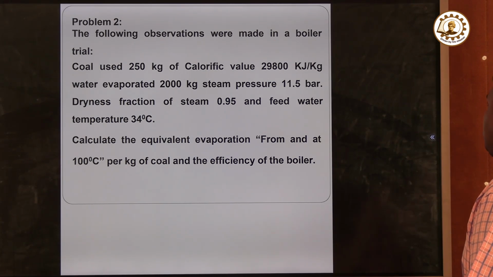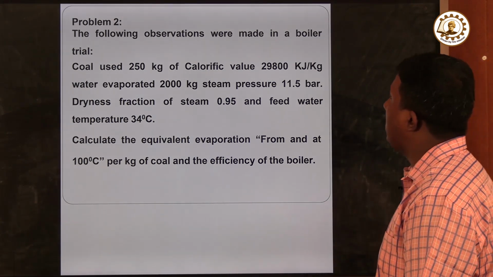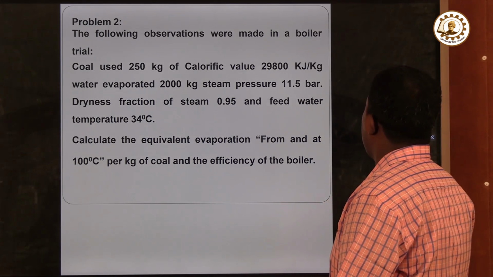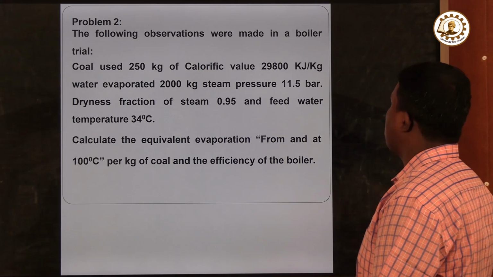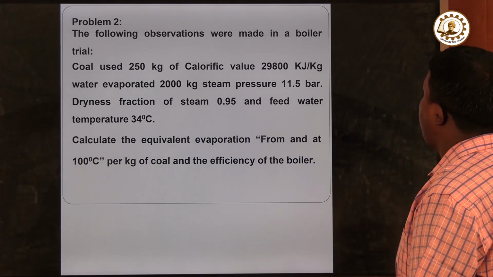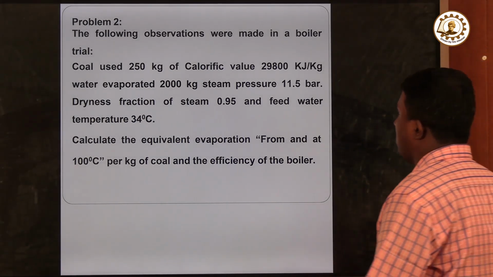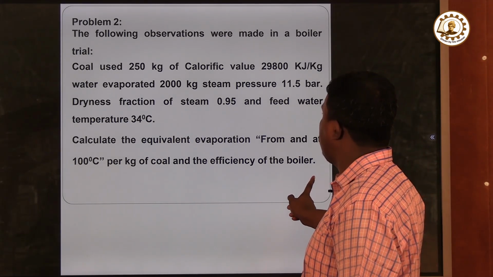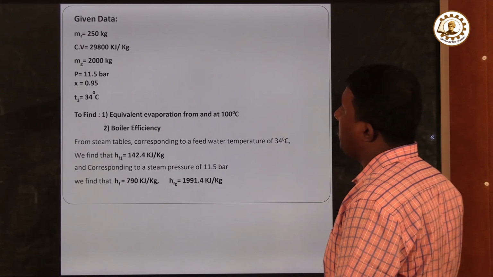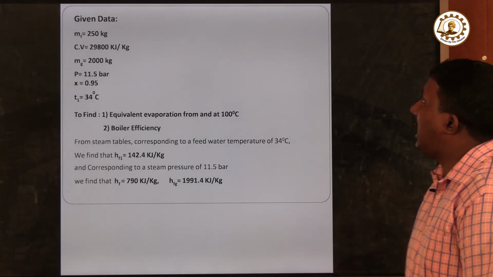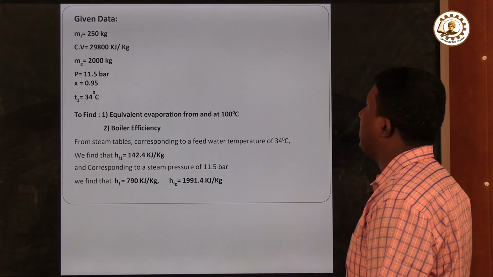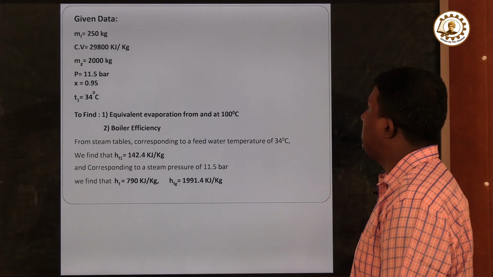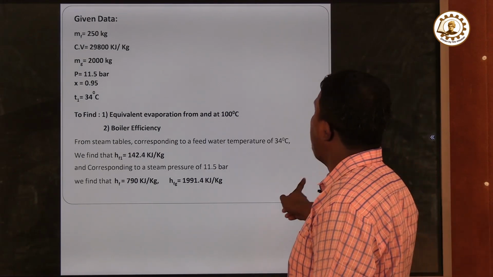In the second problem, the coal used is 250 kg with a calorific value of 29,800 kilojoule per kg, and it evaporates 2000 kg of steam. The pressure given is 11.5 bar, the dryness fraction of the steam x is 0.95, and the feed water temperature is 34 degrees Celsius. Again they ask you to calculate the equivalent evaporation and the efficiency of the boiler. The mass of the fuel given is 250 kg and mg is given as 2000, so easily you can find the value of mE.